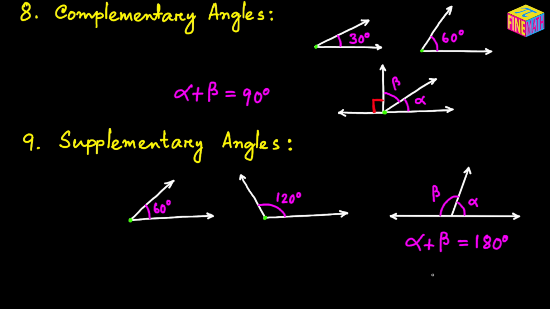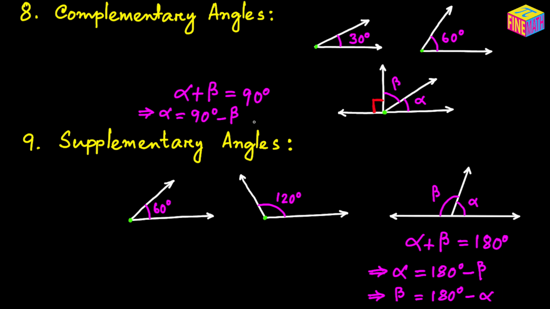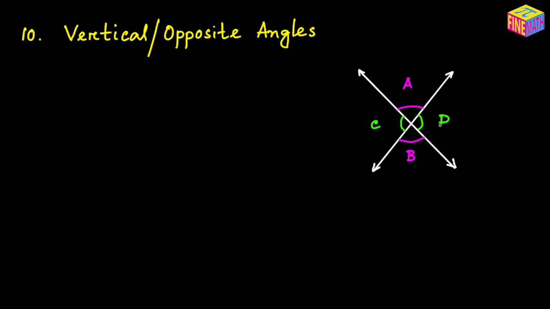When we say complement, we are talking about 90 degrees minus the other angle. When we say supplement, we are talking about 180 degrees minus the other angle. So from here we can say alpha is actually 180 degrees minus beta, and similarly beta is equal to 180 degrees minus alpha. In the previous discussion we had alpha plus beta equals 90 degrees for complementary angles. There also we can say alpha would be 90 degrees minus beta, and similarly beta would be 90 degrees minus alpha. Next we are going to talk about the vertical or opposite angles.